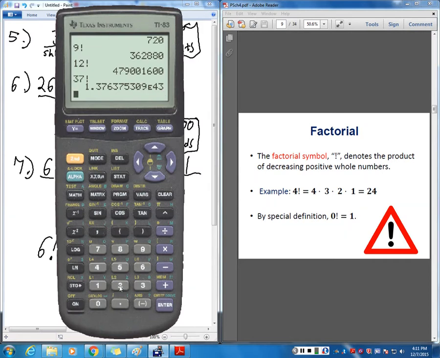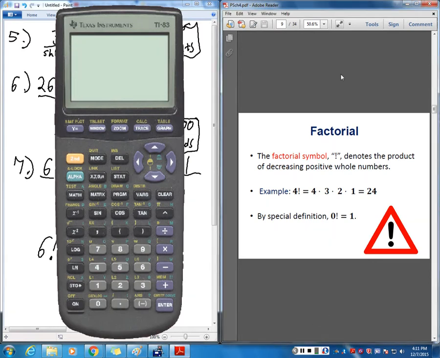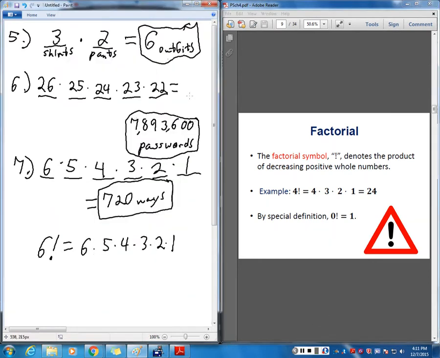And if I try a three-digit number, let's say 102 factorial, that number is so large that the calculator cannot show it. It causes an overflow error. So the calculator taps out and can't show you that number. It's so large. Factorials get very big very quickly. But they help us calculate the size of a sample space.